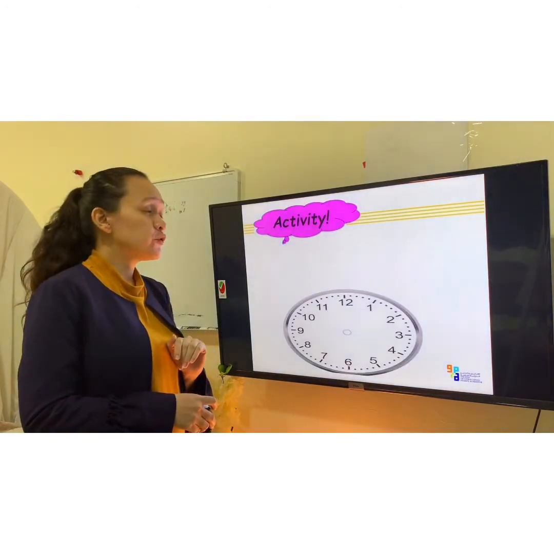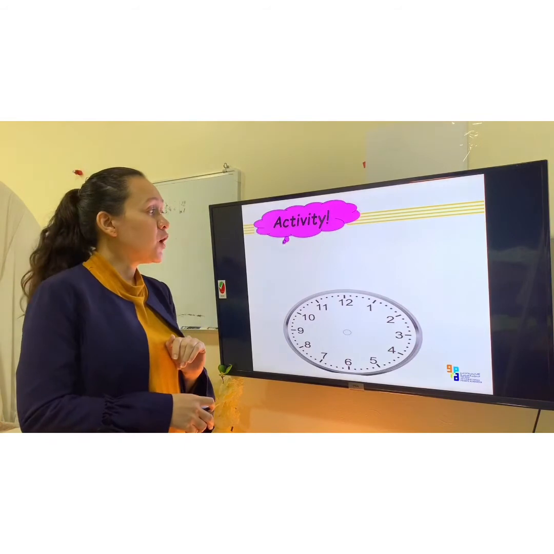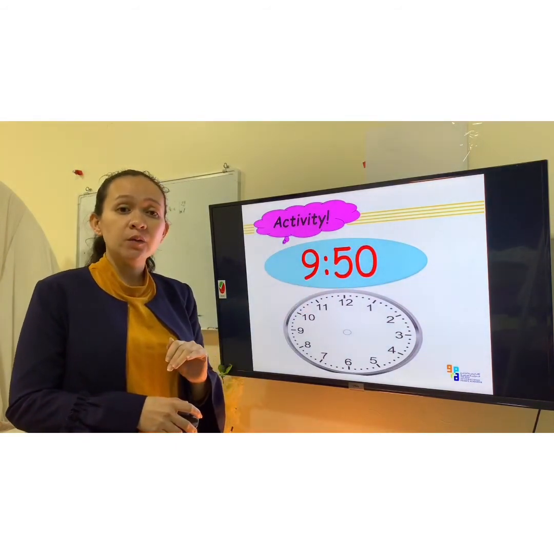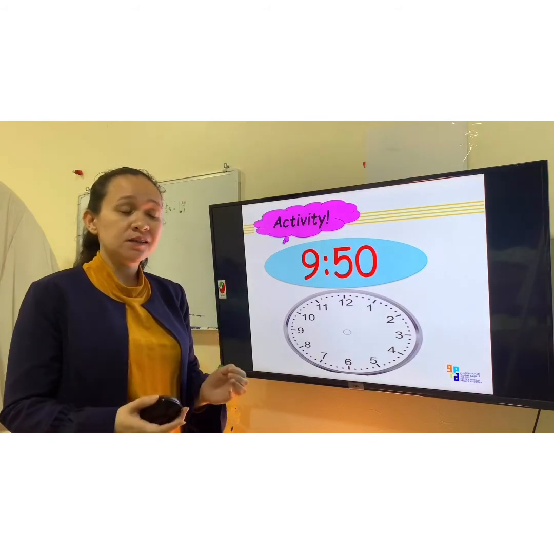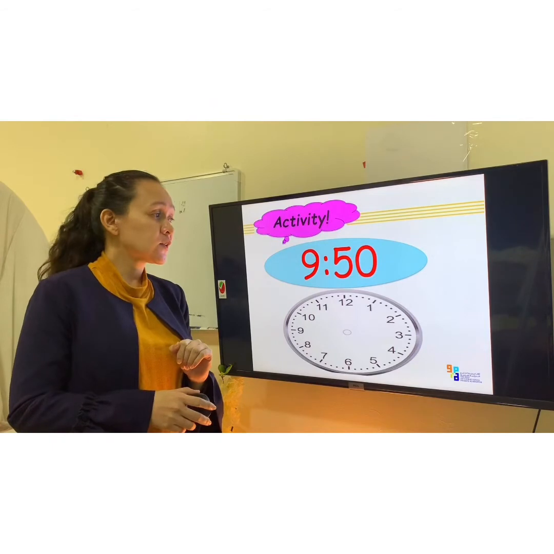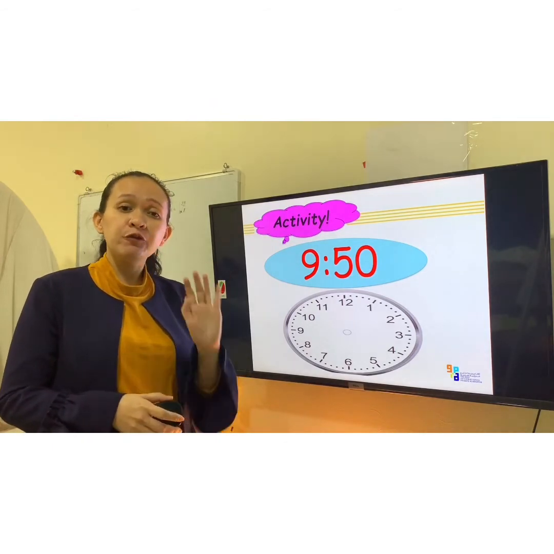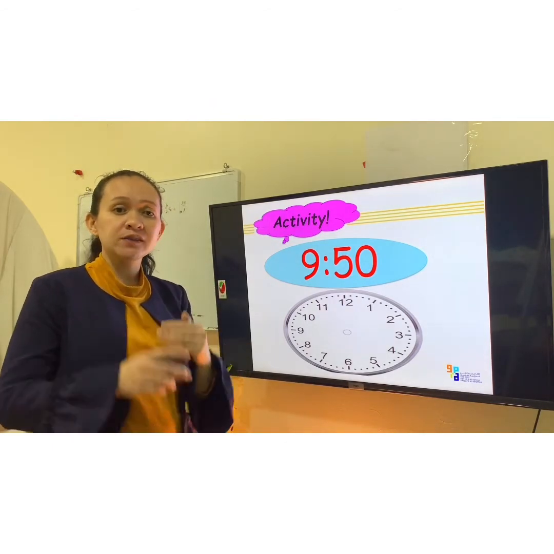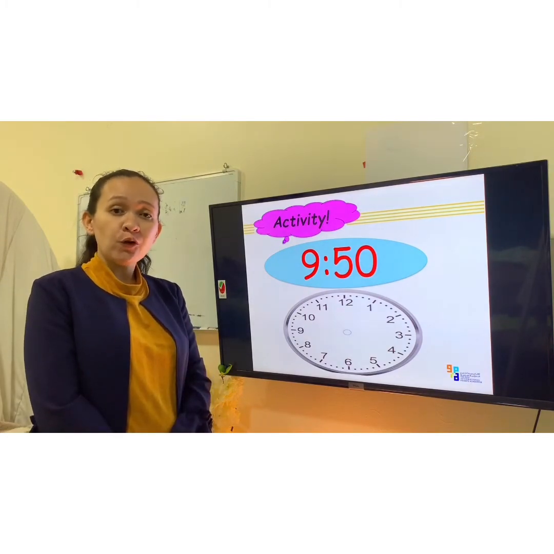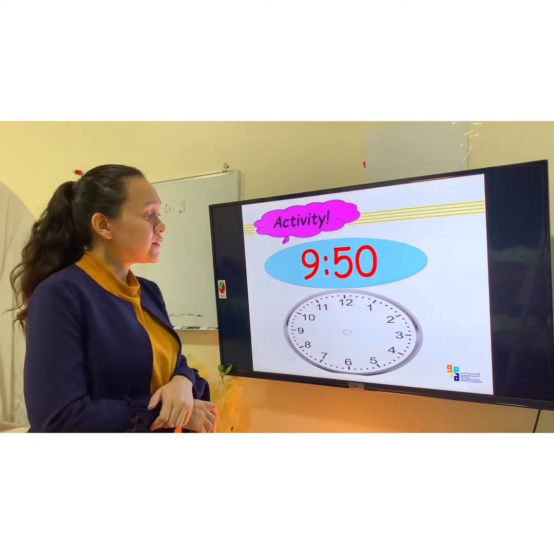Now let's move to the activity. I am going to post here the time, for example 9:50. You are going to model where the short hand or the long hand is pointing. Now let's start. I'm going to count 5 seconds for you to answer. Now the timer starts now. 5, 4, 3, 2, 1, and 0. Timer's up. Now let's try to answer.